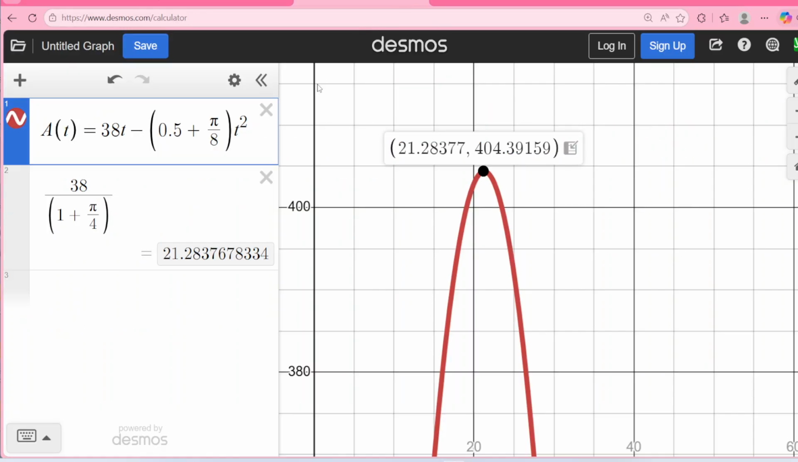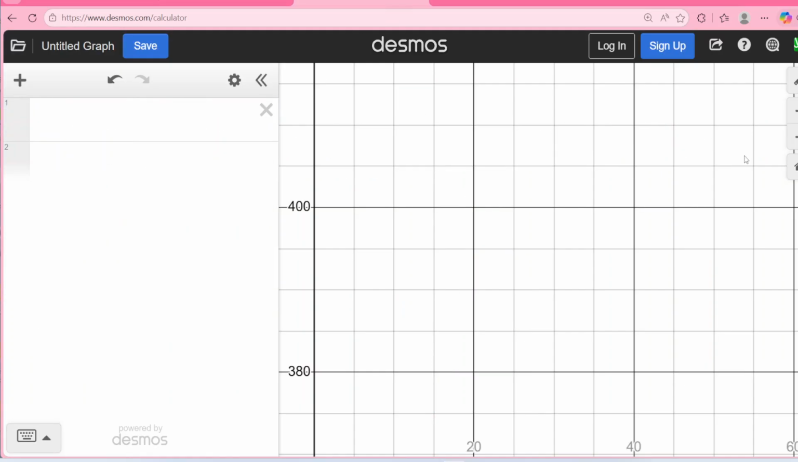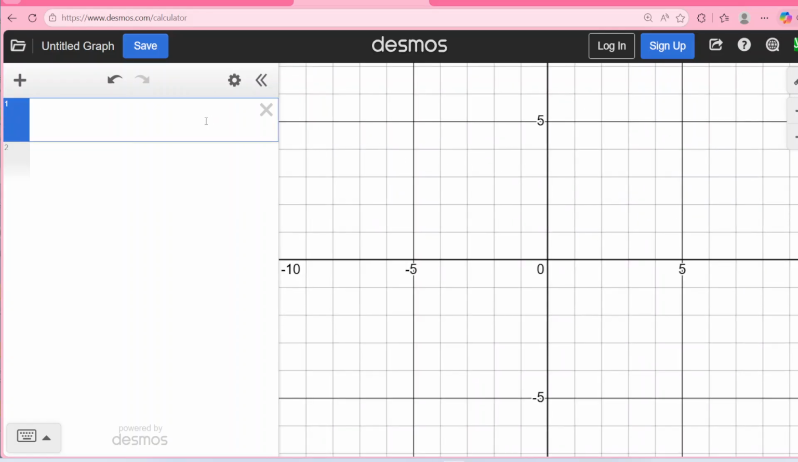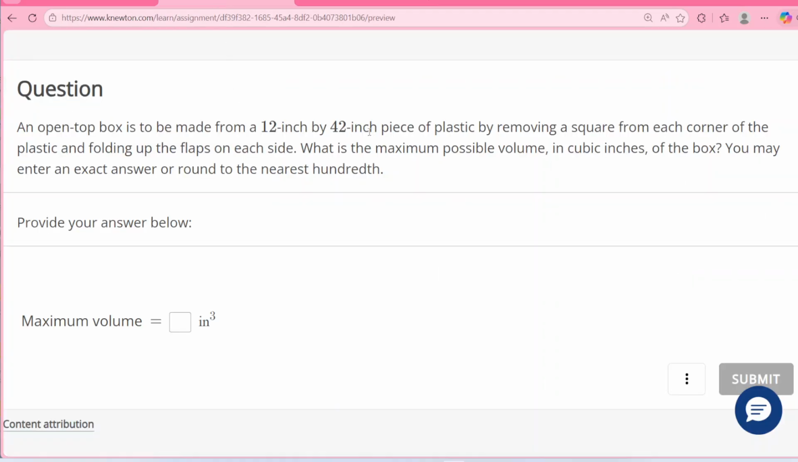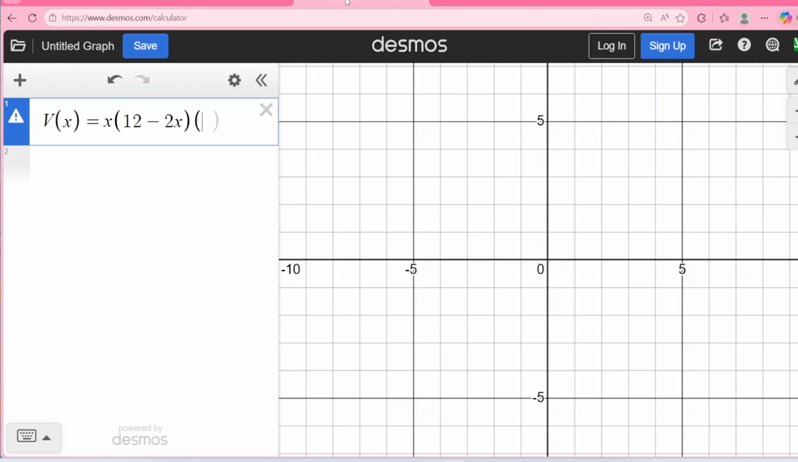I'm just going to go into the volume. So remember the volume in terms of x there, if you cut out squares of corner size x by x and then fold it up, the height will be x. And then one of those sides on the base will be 12 minus 2x. The other side will be 42 minus 2x, right? The base was 12 by 42 minus 2x.